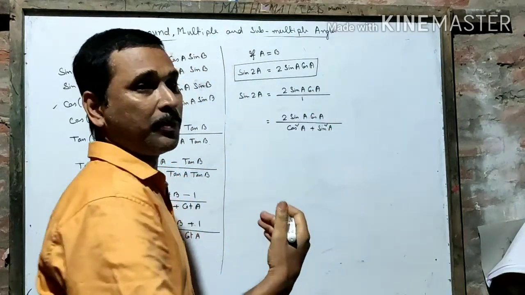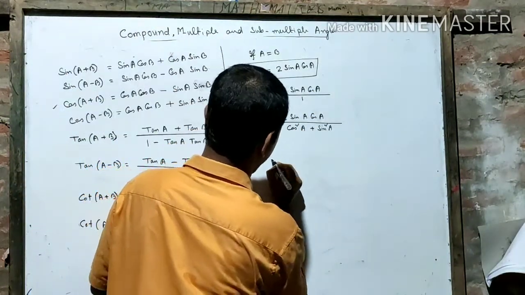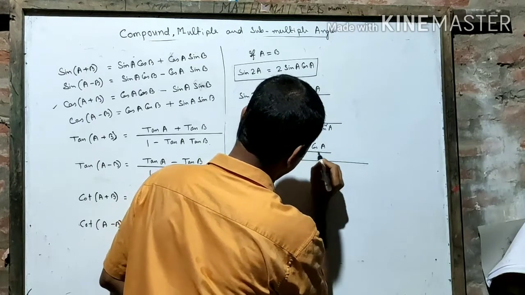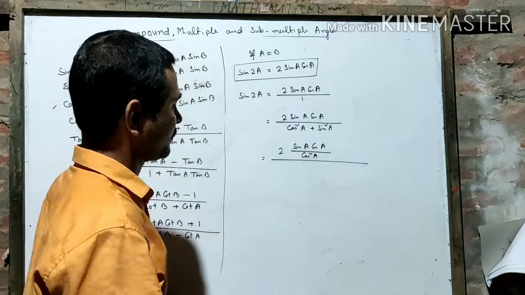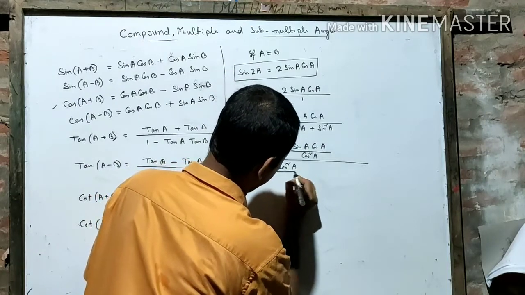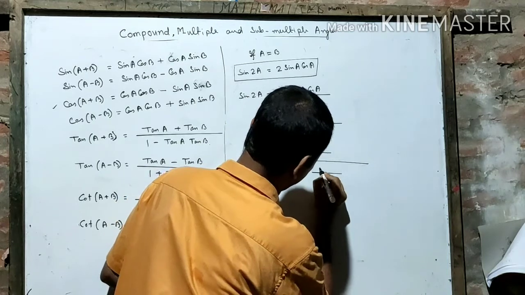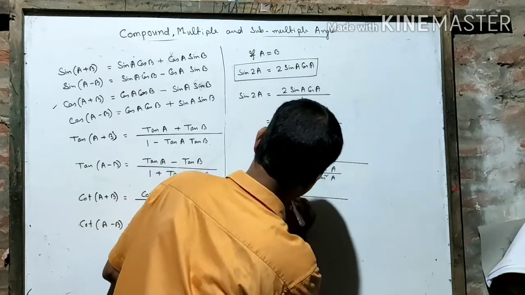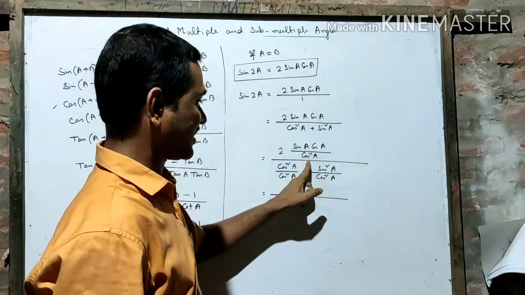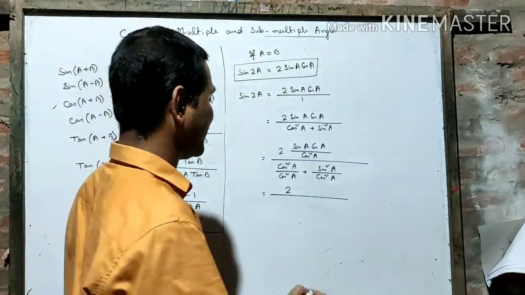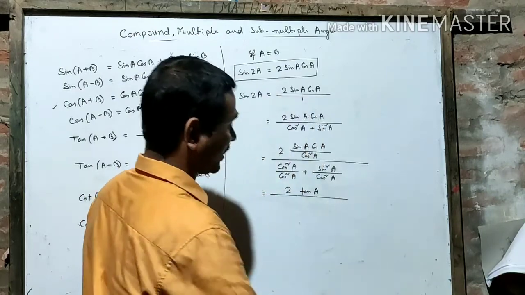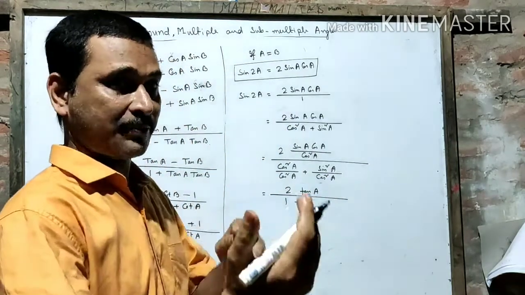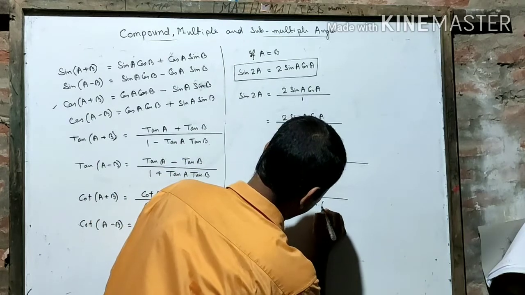Now we will divide both numerator and denominator by cos square A. 2 sin A cos A divided by cos square A, and in the denominator it is also cos square A divided by cos square A plus sin square A by cos square A. Here you see one cos A will get cancelled and there will remain sin A by cos A, and sin A by cos A is tan A. So the numerator becomes 2 tan A. Cos square A by cos square A is 1 plus sin square A by cos square A, sin by cos is tan, so it is tan square.